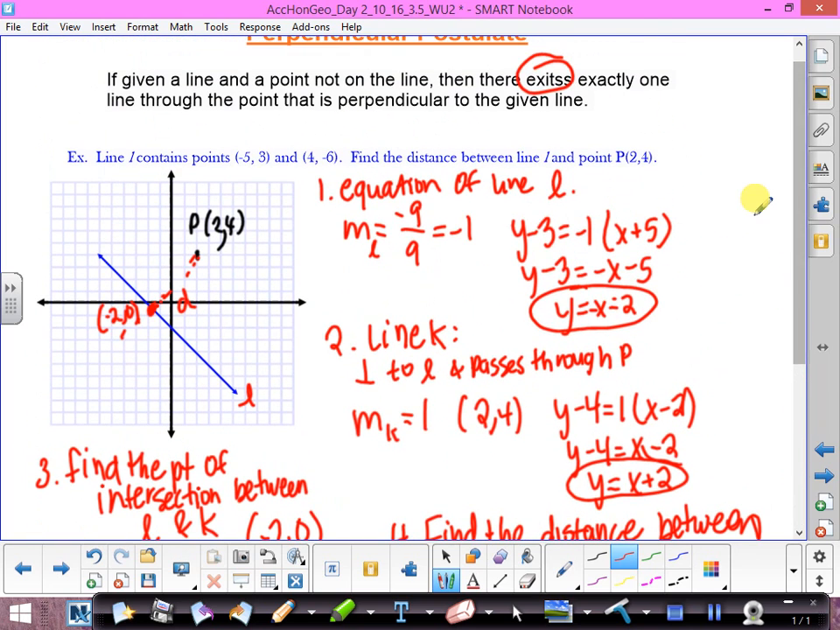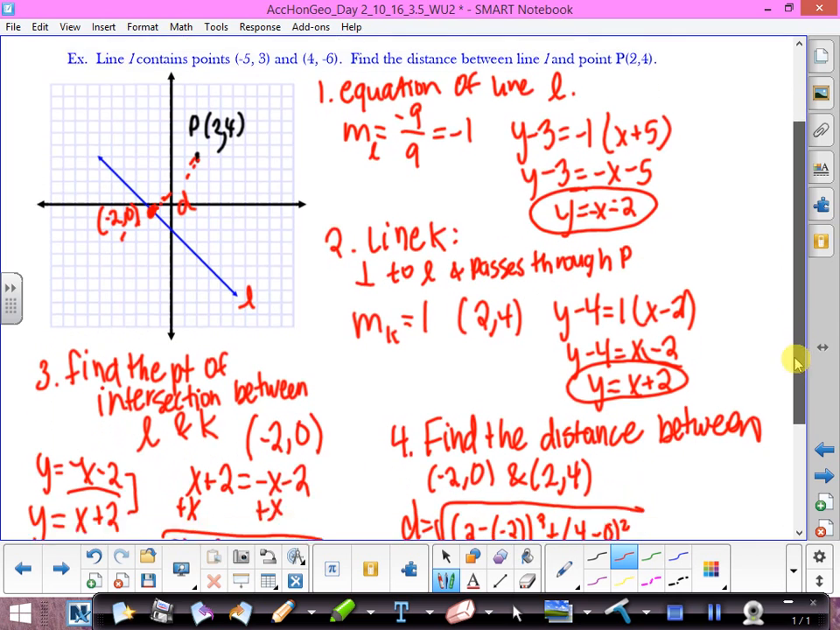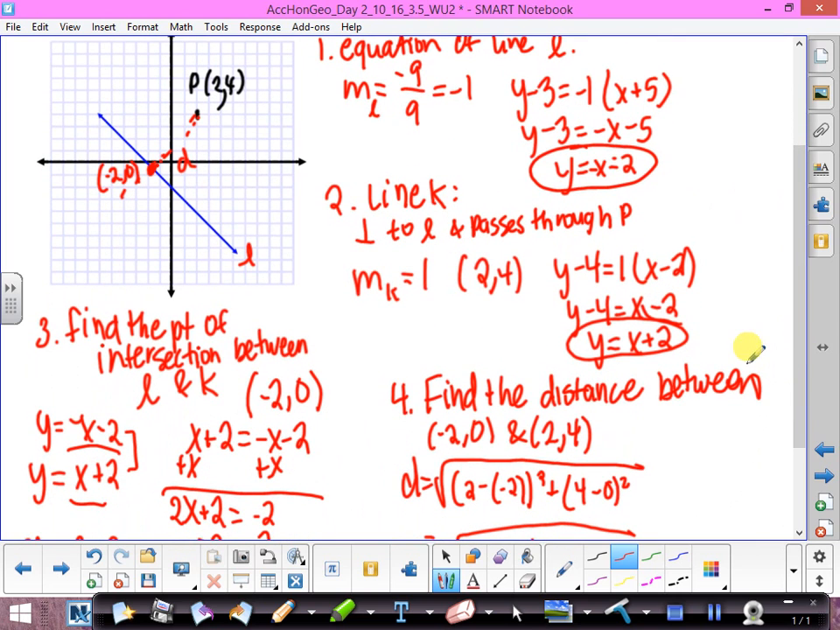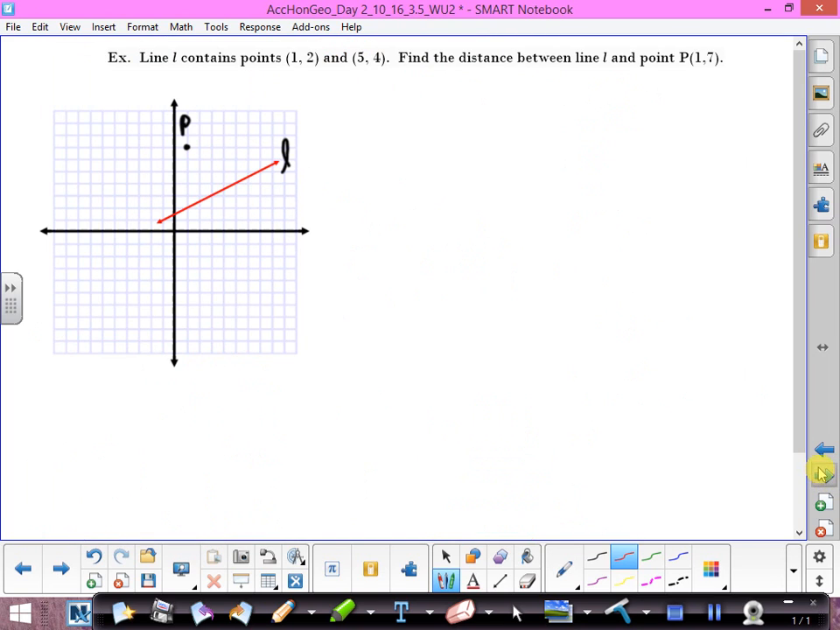So remember the steps. We had to find the equation of the line we were given, find the equation of the line perpendicular to the line we were given that passes through the point, find the intersection between the two lines, and then find the distance between the point of intersection and the given point. So I want you to go through this example and try to work out all 4 steps. So you should have work for every single step. And look back at the last example if you need it to be able to figure this out.